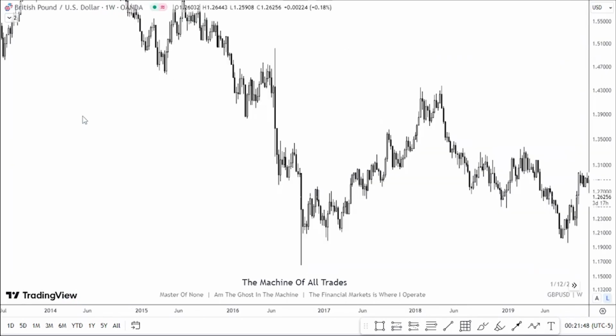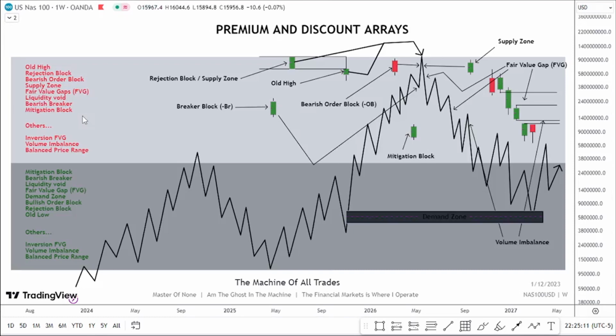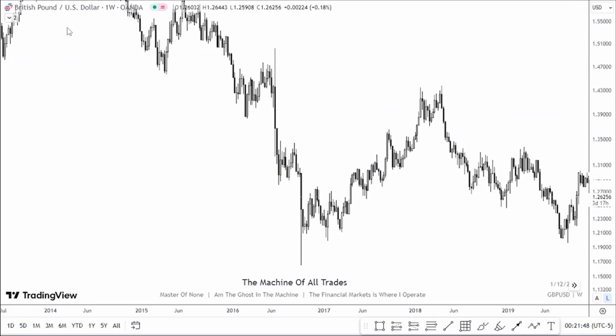Here's an example with the Polish pound versus US dollar. Later I see the Nasdaq 100, this one, the British whatever. So what do you see? The market is in a bearish trend. As we can see, it has its buying, selling, buying, selling, buying, selling, buying, selling.